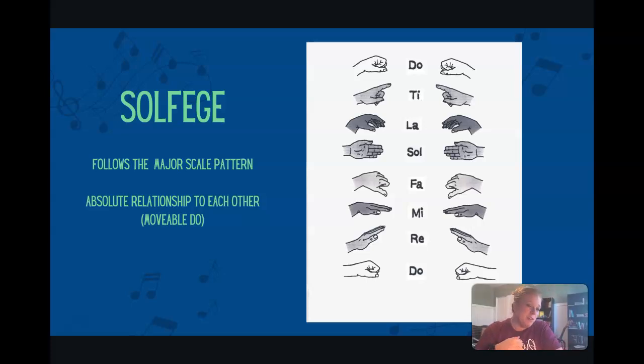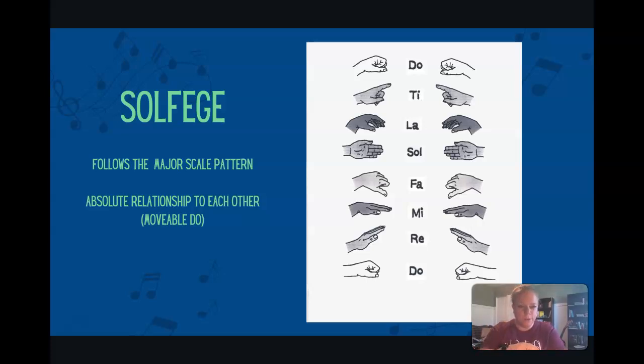And imitation on a video is only so good. So we'll be doing this a lot in class. We're going to be using this major scale pattern that I just sang to you with its accompanying hand signs as a way to learn the relationships between pitches, how they sound.